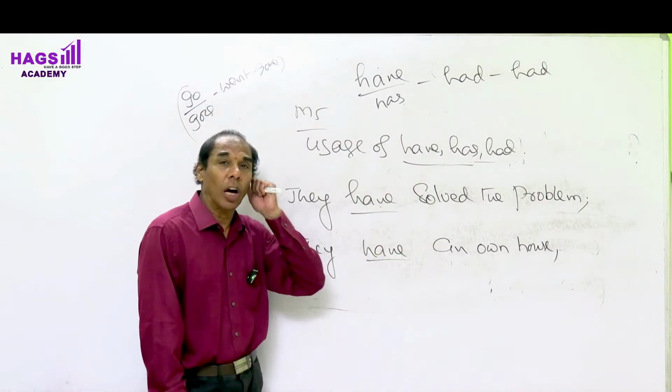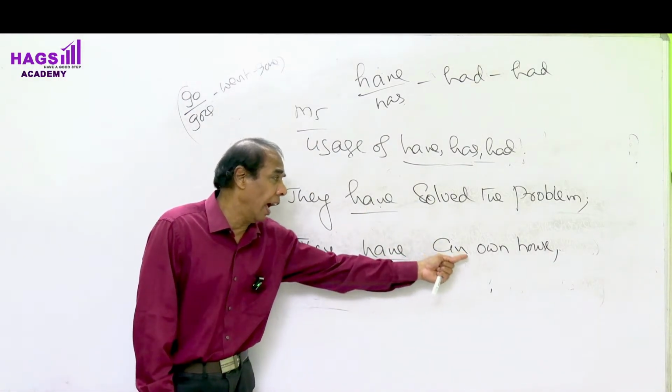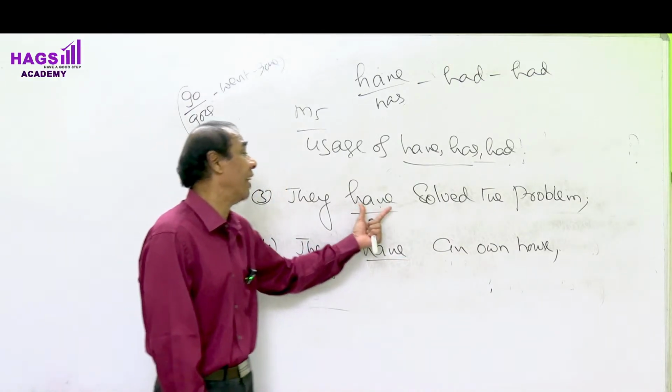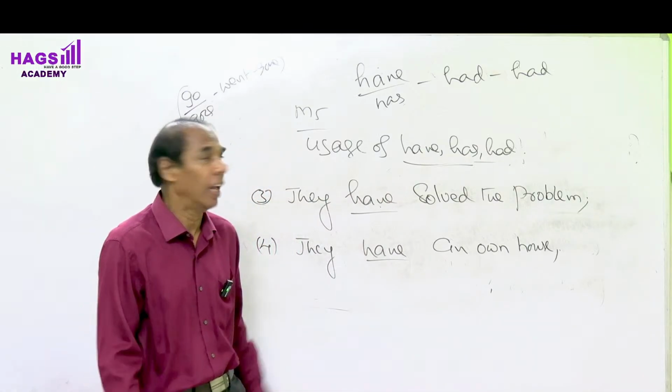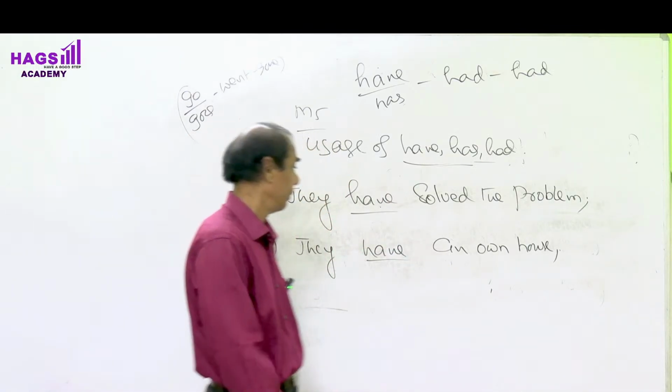They have solved the problem. They have an own house. First, identify where have is acting as main verb, where have is acting as special verb. First you identify. Then you do the question tag.